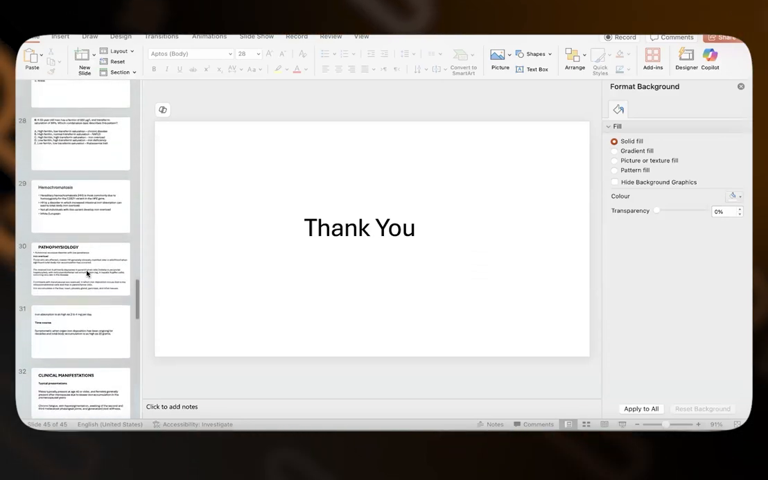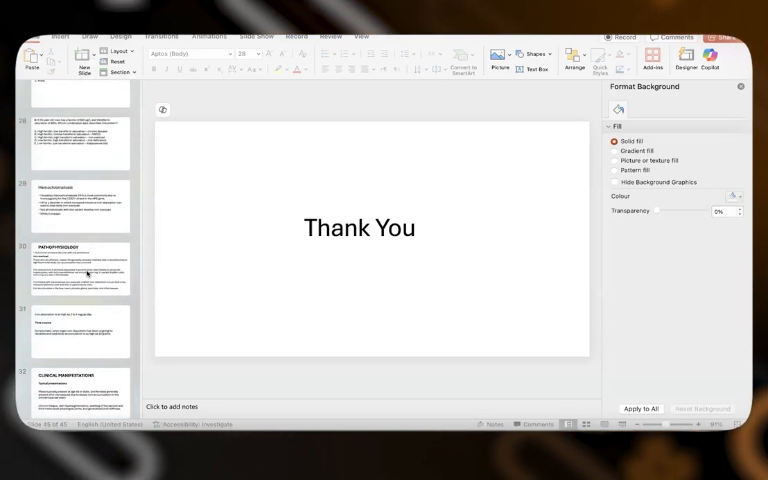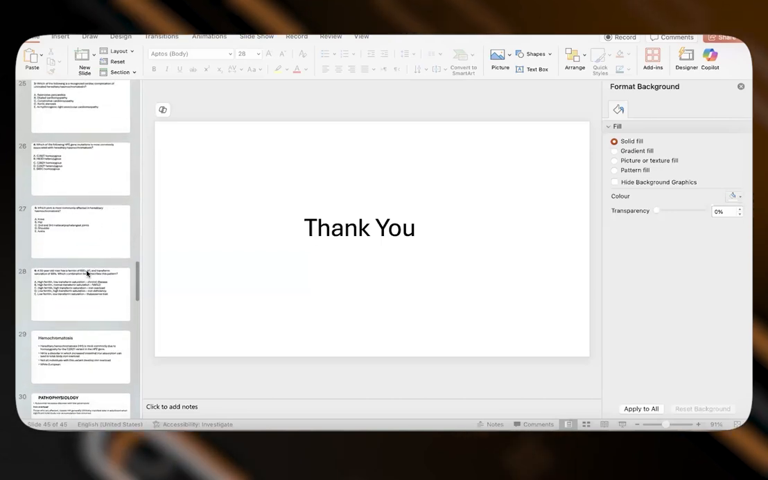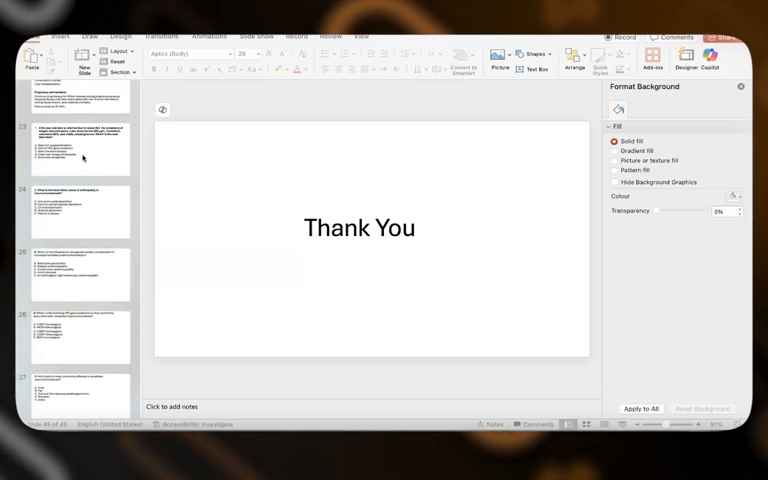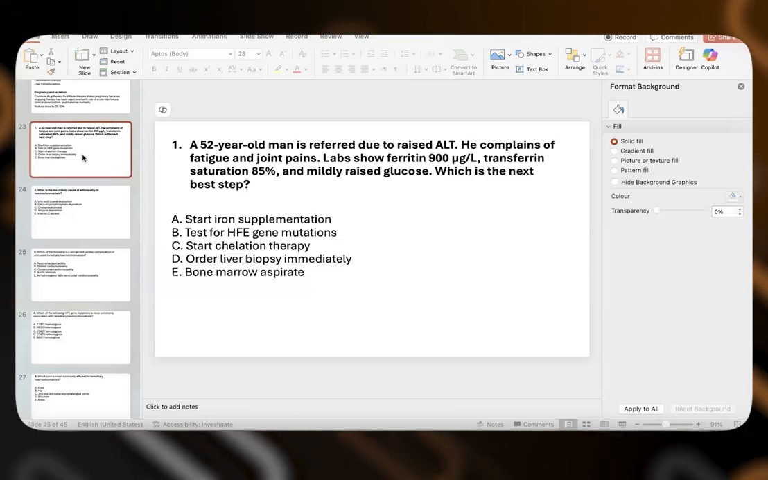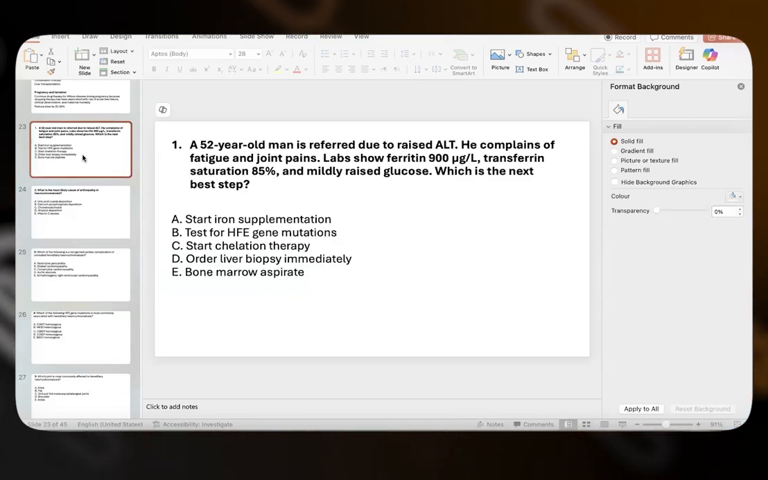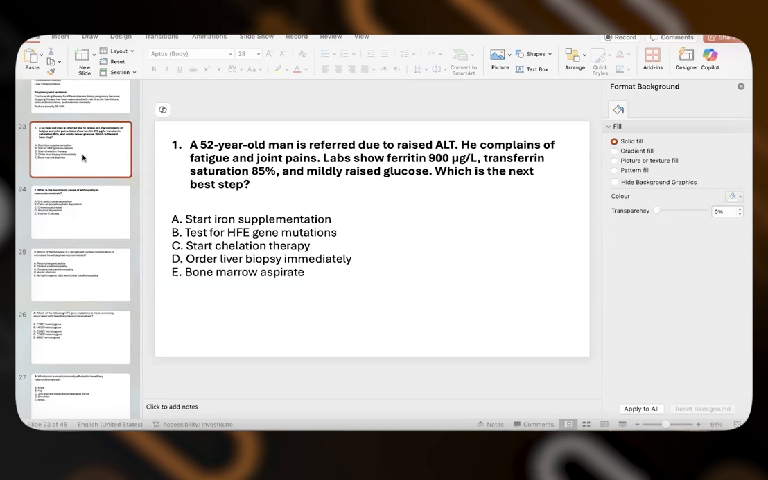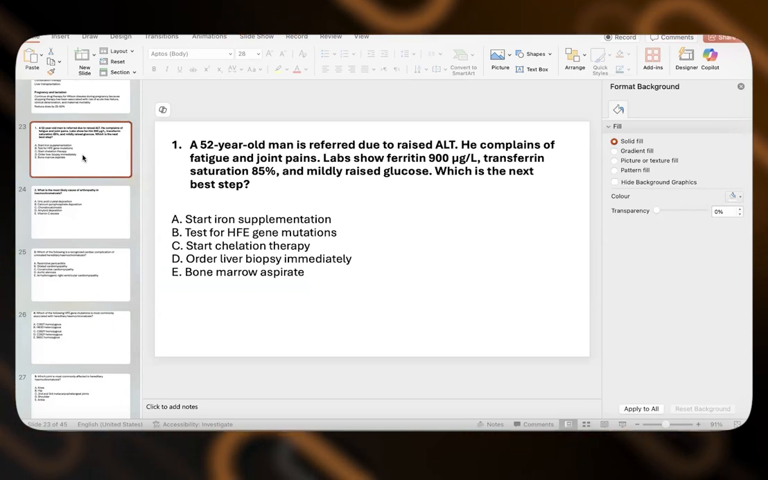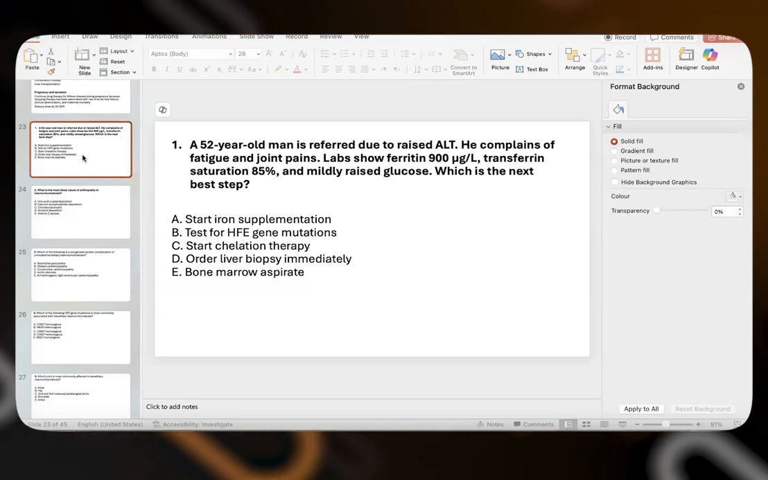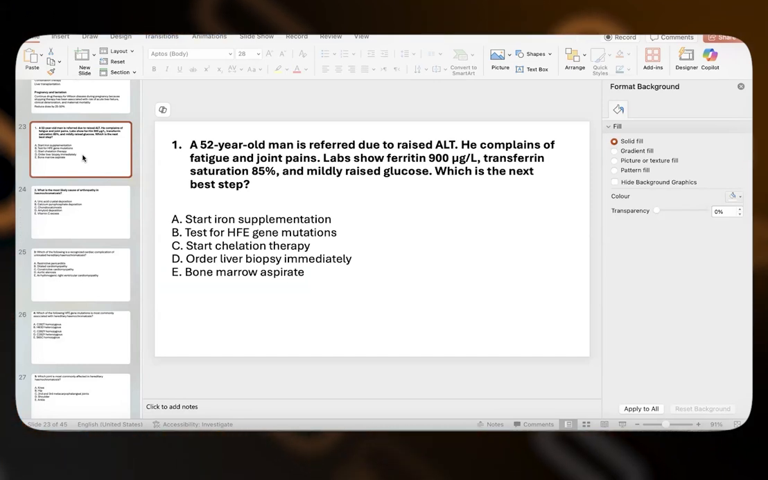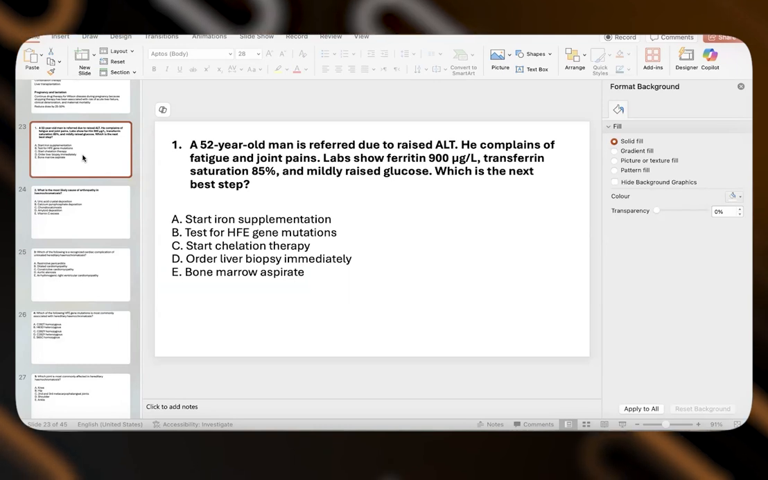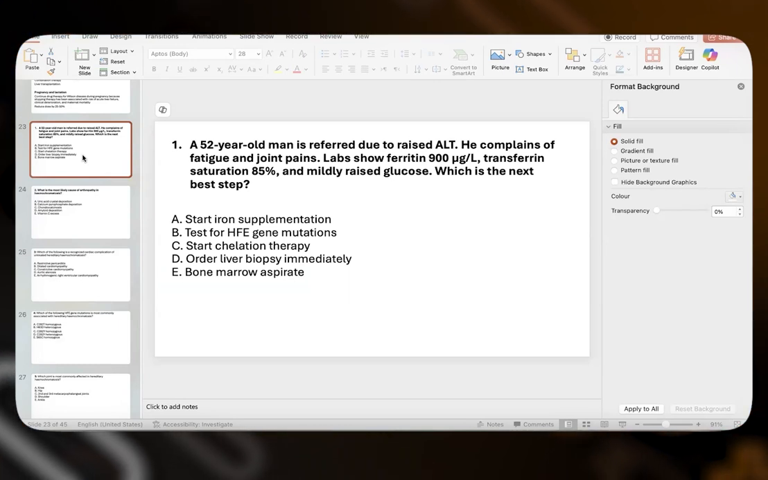Sir, Dr. Das, I'm asking one question. Thank you for the elaborative lecture. What is the first investigation of hemochromatosis? For diagnosis, when you have a high index of suspicion, you mean? Yes. Serum ferritin and transferrin saturation are the most useful for clinical diagnosis. Along with that, you have to do gene mutation testing for confirmation. These three things are required.